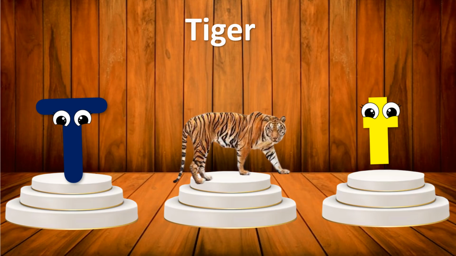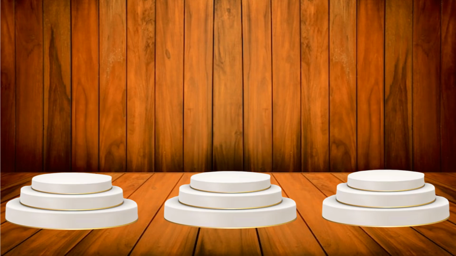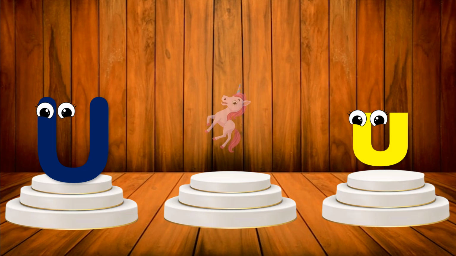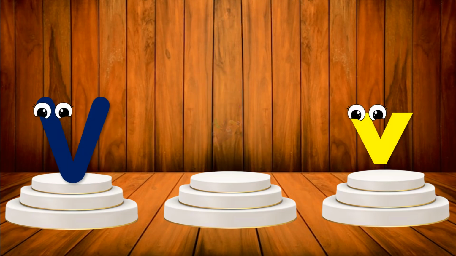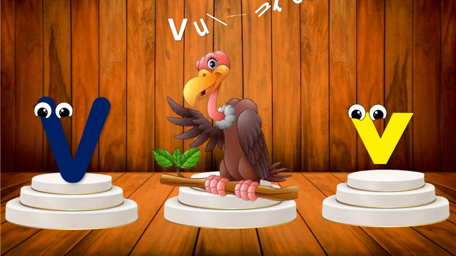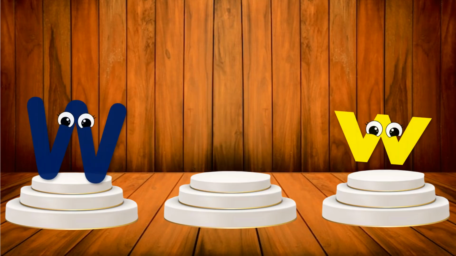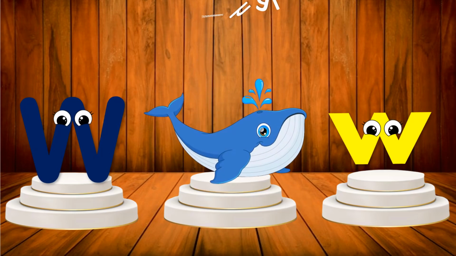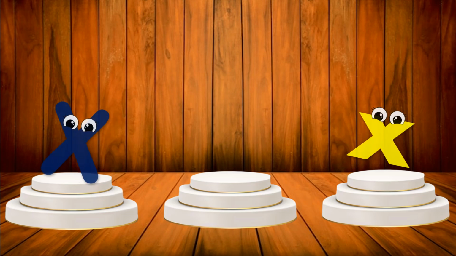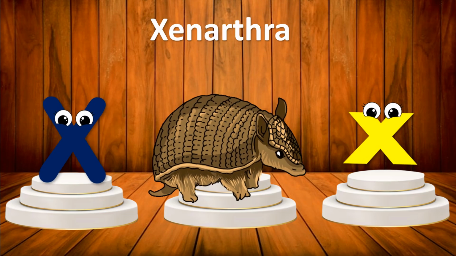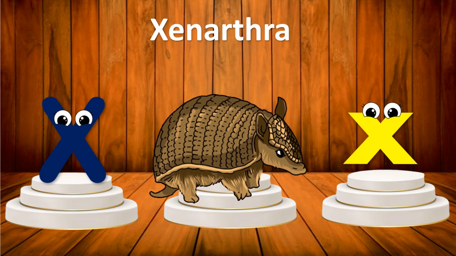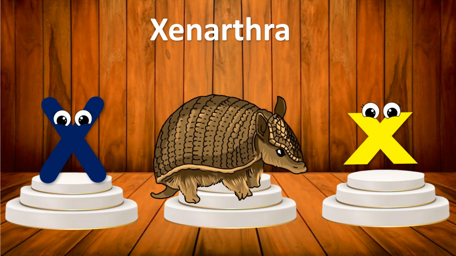U is for unicorn. Unicorn. V is for vulture. Vulture. W is for wolf. Wolf. X is for Xenarthra. Xenarthra. Y is for yak. Yak. Z is for zebra.